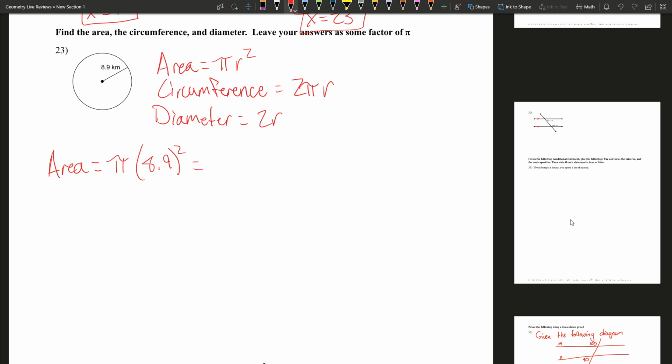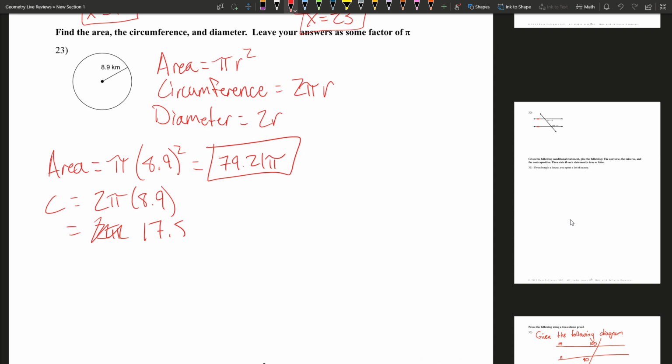8.9 squared is 79.21. So our answer is 79.21 pi. Circumference is 2 times pi times the radius, which equals 2 times pi times 8.9, which equals 17.8 pi.